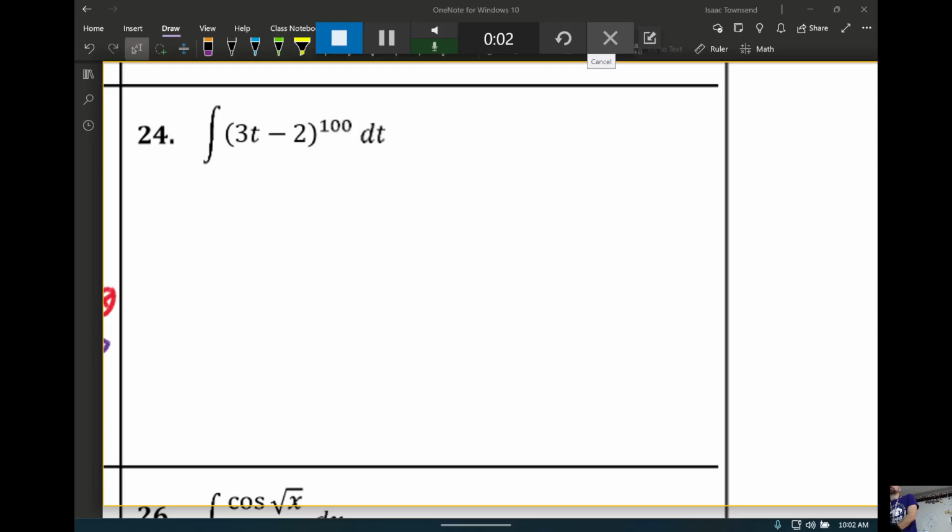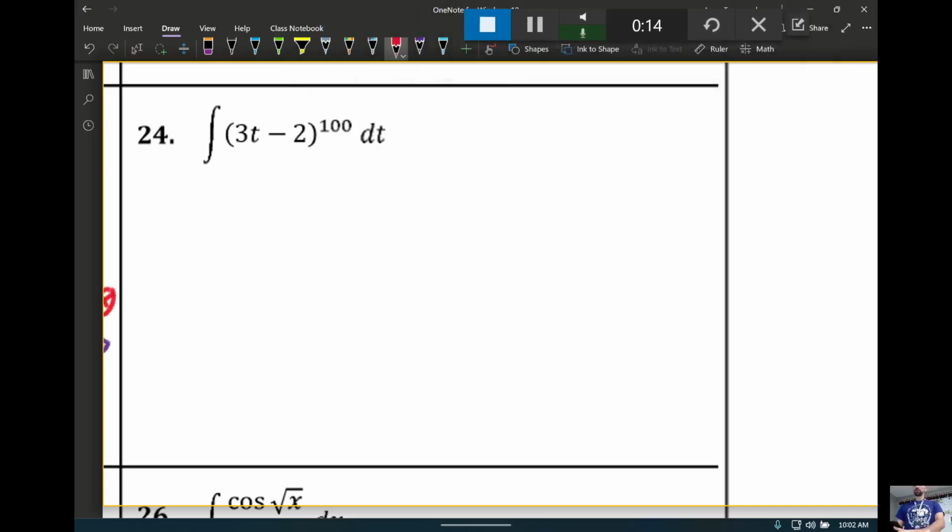Okay, I had a question for number 24 real quick. So, this doesn't look like anything I have memorized. It does not look like undoing power rule. It's pretty close to that, but not quite that. So my next option would be U substitution. If I try to pick this to be U, because it's stuck under the exponent of 100, du dt would be 3.